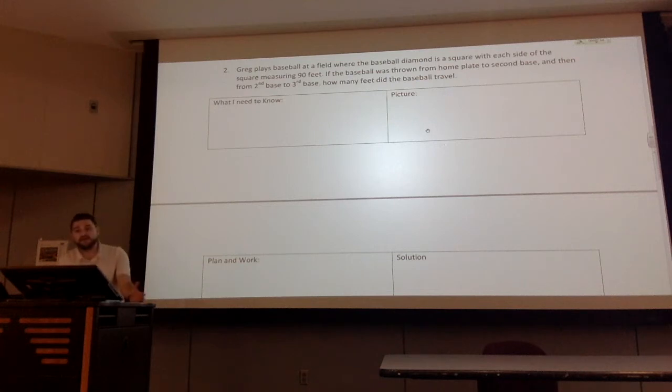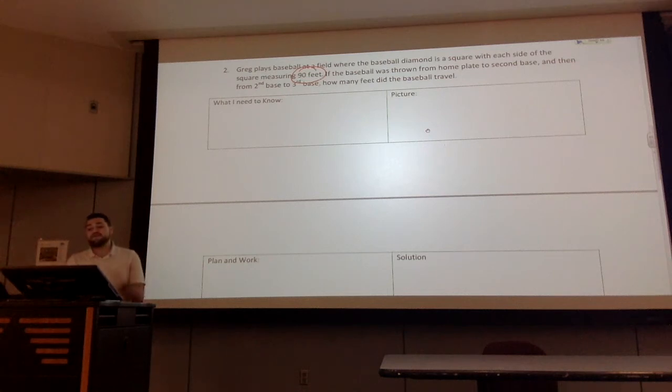So now let's read it again, and circle the numbers that are important. Greg plays baseball at a field where the baseball diamond is a square, with each side of the square measuring 90 feet. 90 feet has a measurement after it, so we're going to circle that number. If the baseball was thrown from home plate to second base, and then from second base to third base, how many feet did the baseball travel? Here I'm not going to circle the second and third base because that's just telling us where the traveling is in the problem. It's not really a measurement we're going to use for our formula.